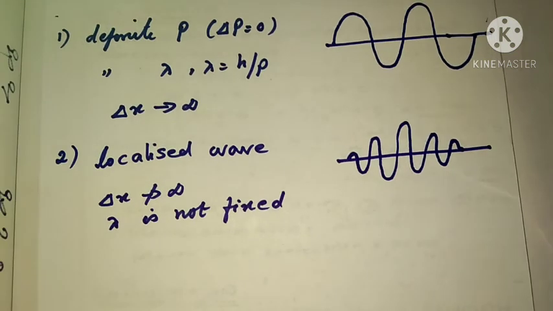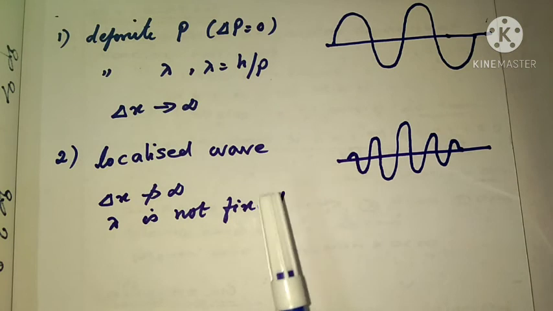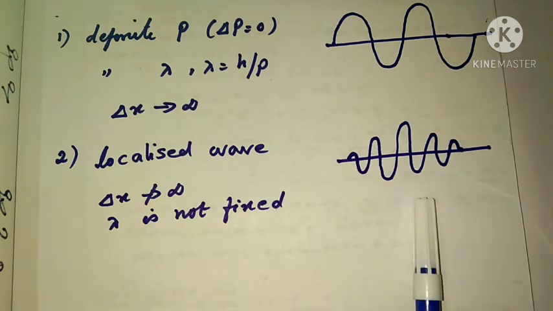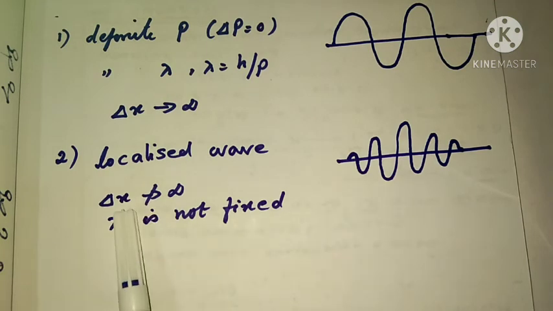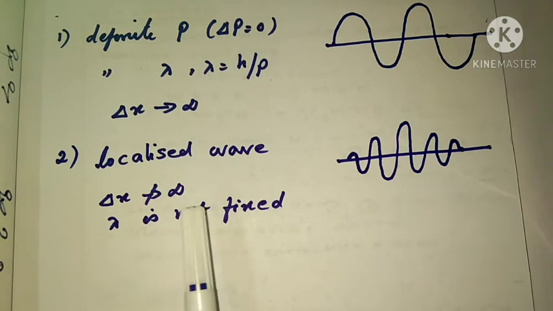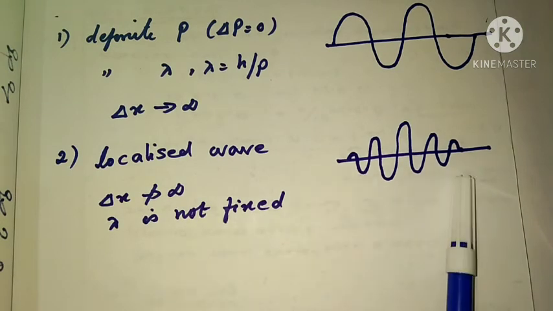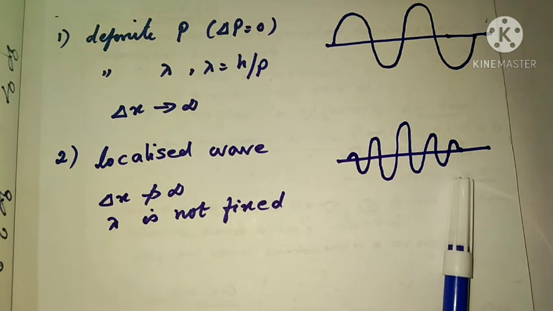In general, the matter wave associated with the electron is not extended all over space. It is a wave packet extending over some finite region in space. In that case, delta x is not infinite but has some finite, non-zero value depending on the extension of the wave packet. So that represents the localized wave.